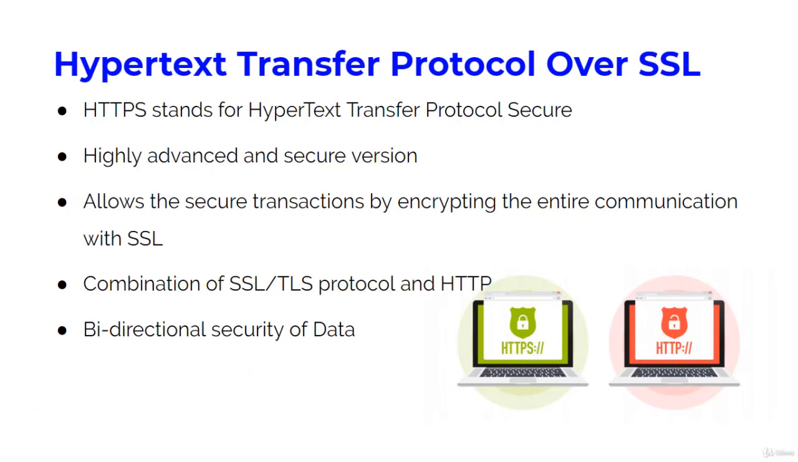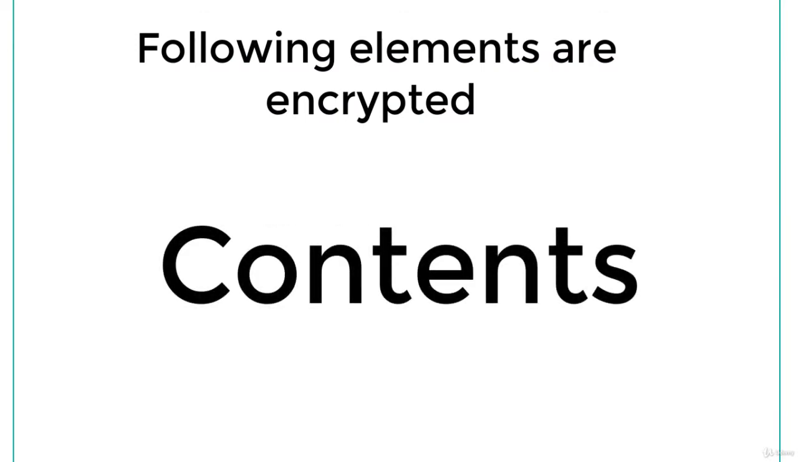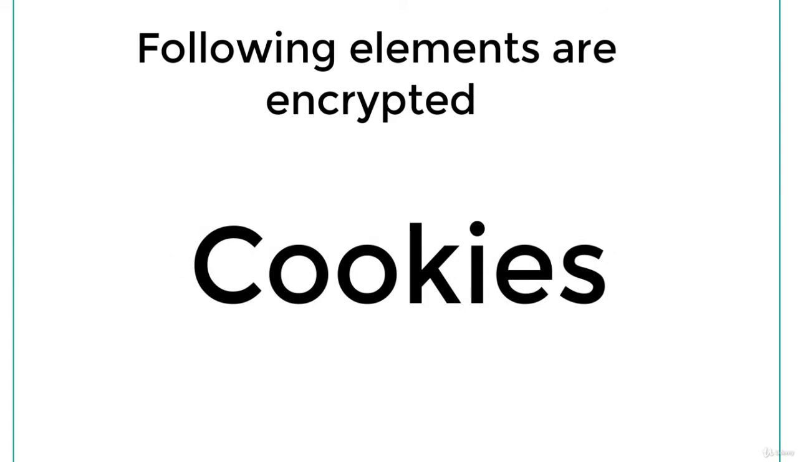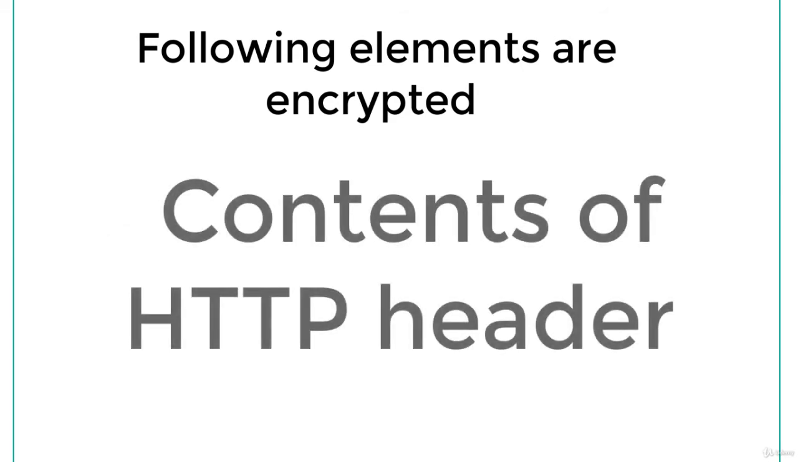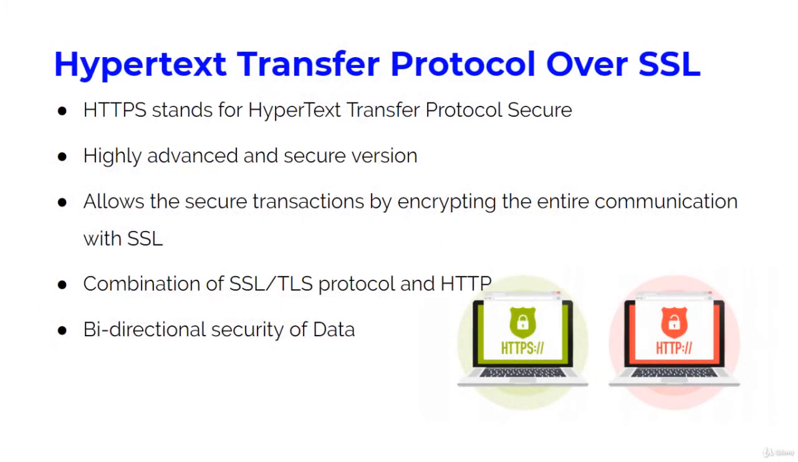When HTTPS is used, the following elements of communication are encrypted. First, the URL of the requested document. Then, the contents of the document, the contents of browser forms, and cookies sent from browser to server and from server to browser. And last, the contents of the HTTP header.